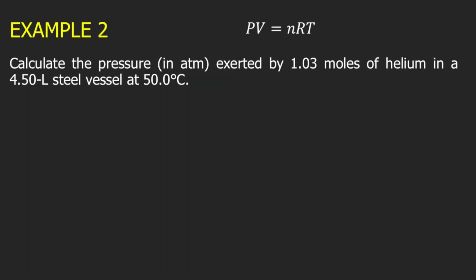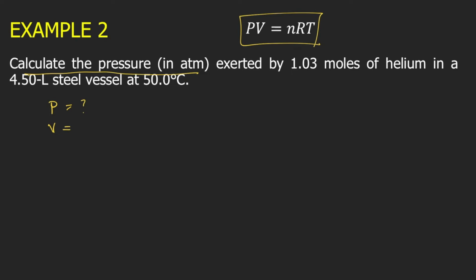Now let's proceed to our second example. Calculate the pressure in ATM exerted by 1.03 moles of helium in a 4.50 liter steel vessel at 50 degrees Celsius. So again, we will use the ideal gas equation. So let's enumerate the values. P is missing in this problem. It's the one being asked. Calculate for the pressure. So it's unknown.